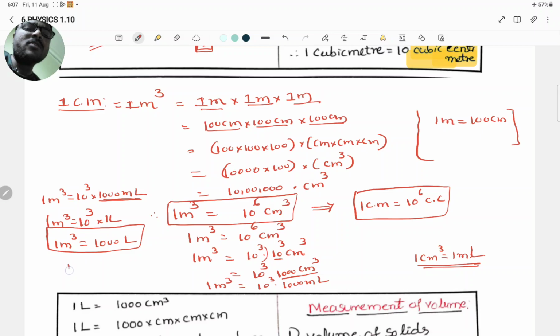From here I am writing 1 liter is equal to, on one side 1 meter cube is there, and this 1000 goes to the denominator on the other side. Now 1 liter is equal to 1 by 1000, which is nothing but 10 to the power of minus 3, because in the denominator 10 to the power of 3 is there. When you write it in the numerator, the power automatically changes to minus. That's why 1 liter is equal to 10 to the power of minus 3 meter cube.